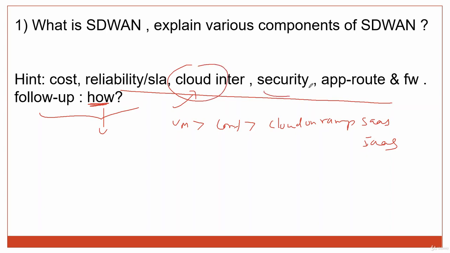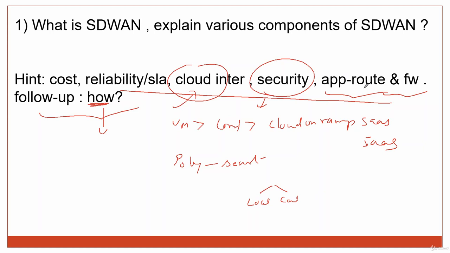For security, again we have a different dashboard. Inside policy we have security policy. You can go and provide the security policy for app route policy and other policies, whatever policy you have. Again, policy is divided into two parts. You may have localized policy, you may have centralized policy, local policy, global policy. You can think like that.